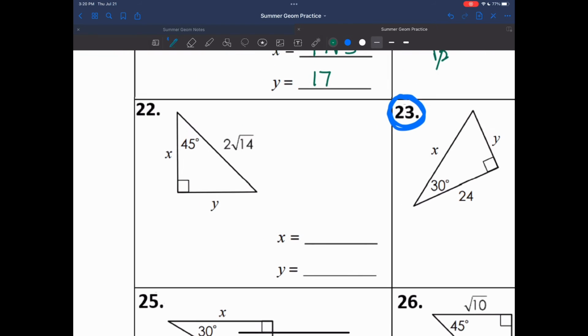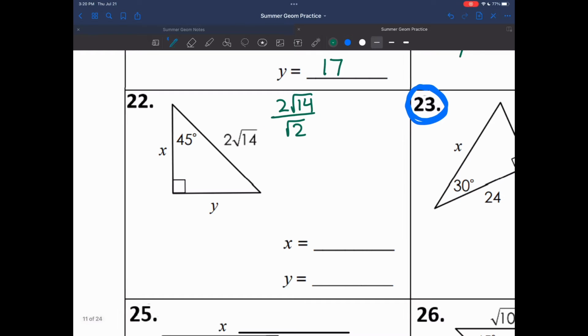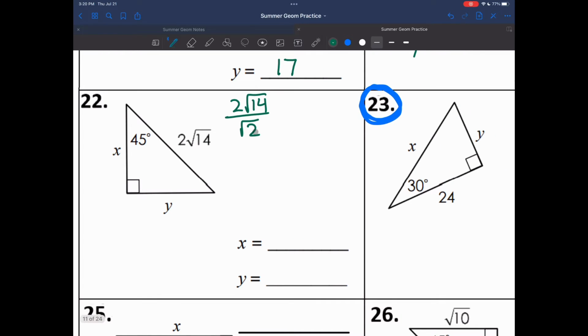All right, 22. We got a 45, 45, 90. We've got the hypotenuse. Let's pull that out to the side. And to work backwards to find the leg, we divide it by the square root of 2. Now remember what you can do if you see 2 square roots and those numbers divide, definitely simplify that down. So 14 divided by 2 is 7. And make sure you leave that 7 inside the square root. So this would become 2 square root 7 for both sides.